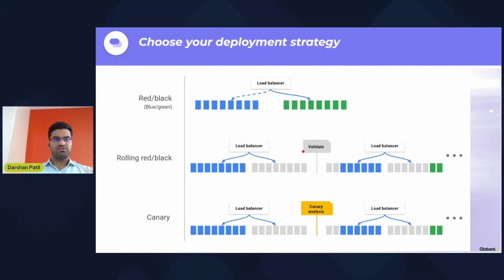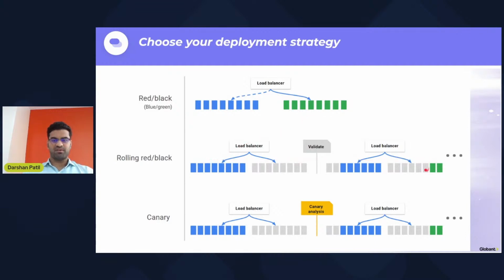Next, choose your deployment strategies. Spinnaker supports a lot of different deployment strategies like red black, rolling red black, and canary. In the red black deployment strategy, red black is nothing but the blue green deployment strategy. Spinnaker calls it red black. Here, a new version of your application will be deployed onto the green environment, and once it is deployed, you will immediately cut over from the blue environment to the green environment.